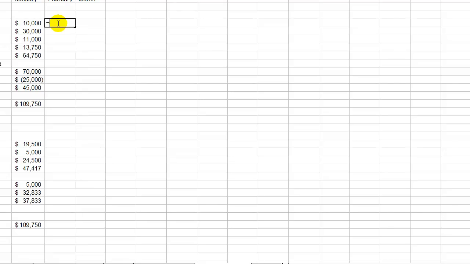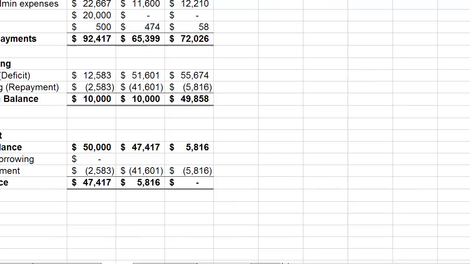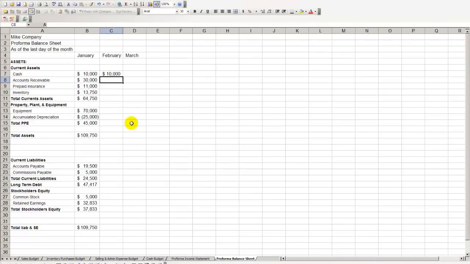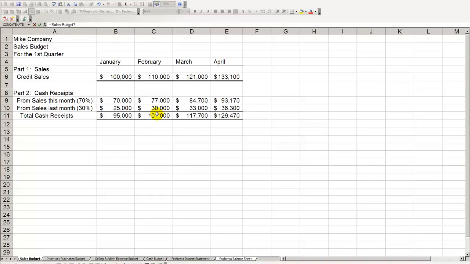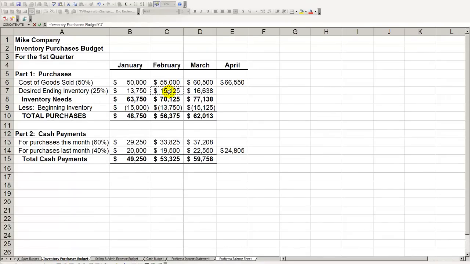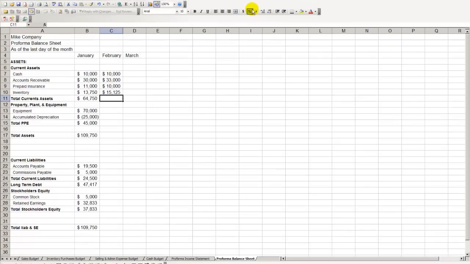First with February. February's ending balance of cash. We go to the cash budget. Your ending balance of cash from your cash budget is $10,000. Accounts receivable you find on your sales budget. Prepaid insurance is equal to your beginning balance minus your insurance expense. Your inventory is equal to your desired ending inventory for February. Your total current assets is the sum of those 4 current assets.